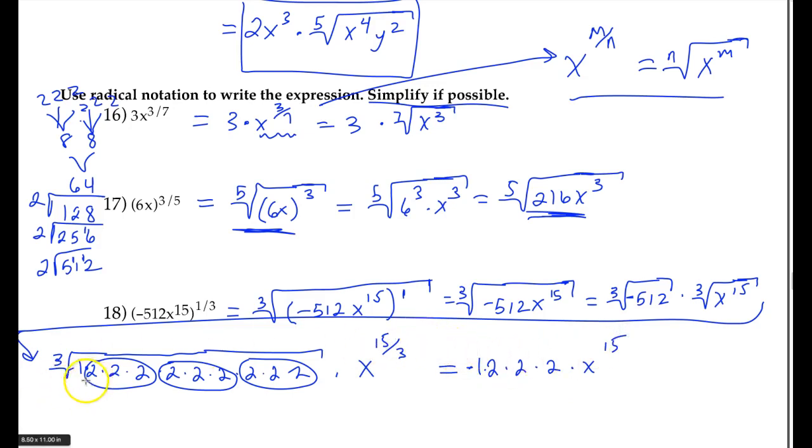Okay. And so again, with this -1 that you see here, we know that cube root of -1 is just -1, because -1 times itself 3 times is -1. So we got all that here to say that we got -1 times 2 times 2 times 2, which is -8. And then that'll be x raised to the, what is that? This should be 5 here, because 15 divided by 3 is 5. And so this is your final answer for number 18.